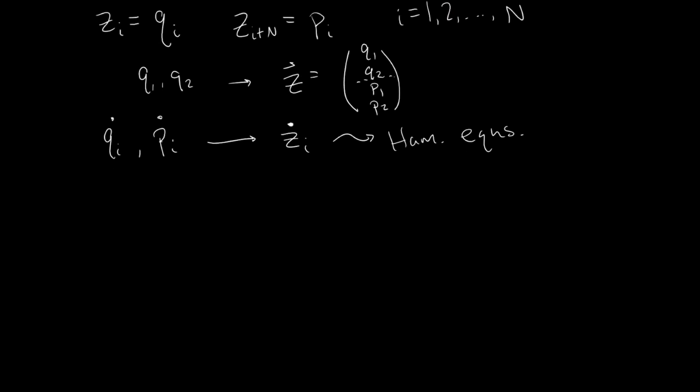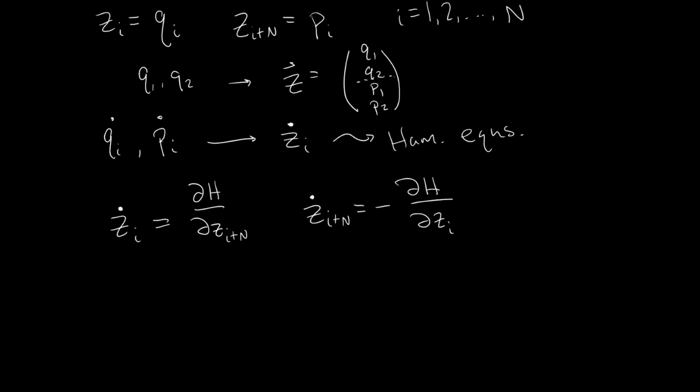So I can just write this out again, where z dot I is going to be dH over dz sub I plus n, and then z dot I plus n is equal to minus dH over dz sub I. Again, for I equals 1 up to n.